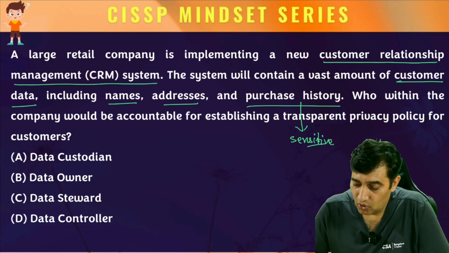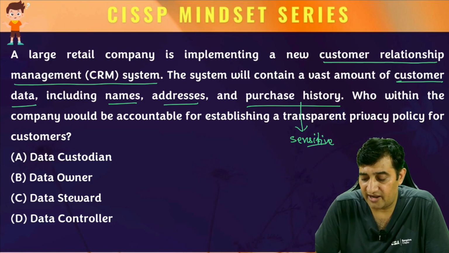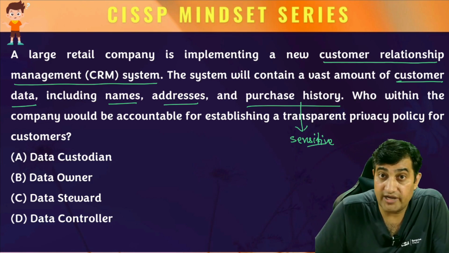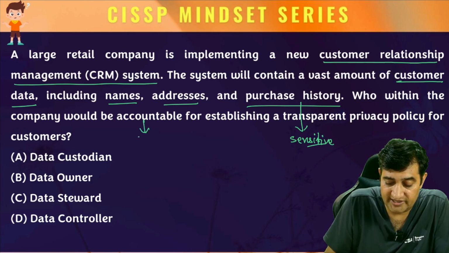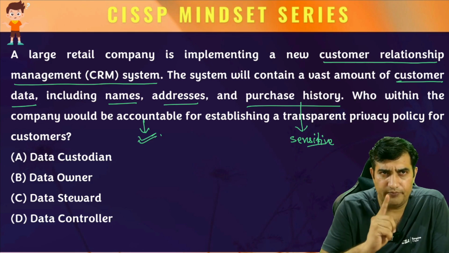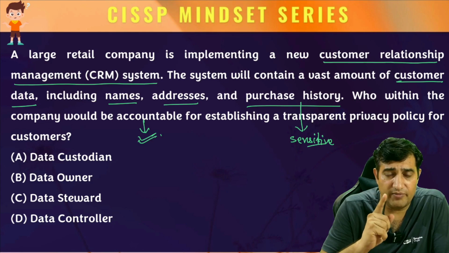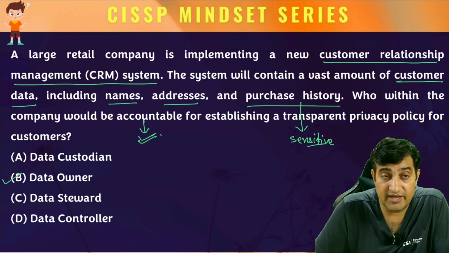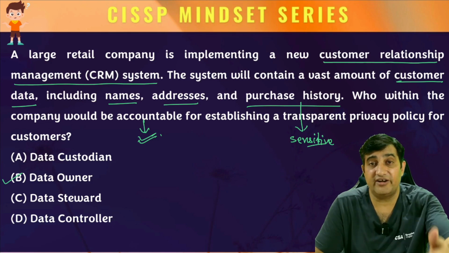It says, who within the company would be accountable for establishing a transparent privacy policy for customers? Who is accountable to do that, guys? It's not saying responsible, it's saying accountable. So when it comes to data, who is the final accountable person? It is always the data owner, and the data owner is the accountable person, and that is why he has to make all the policy and related arrangements.